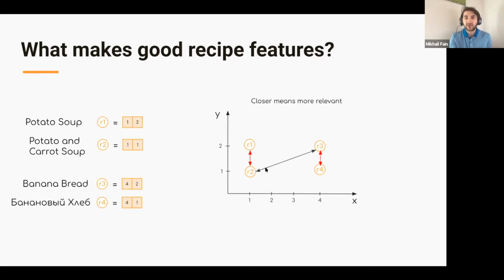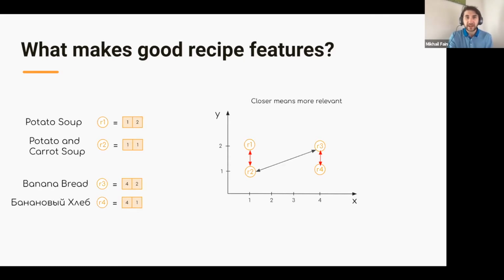For example, these R1 and R2 are both kind of potato soups, and they should be close to each other. These two other recipes are both banana bread. One of them is banana bread in English, another is banana bread in Russian, and you want them to be close. So the idea is that your encoder should somehow abstract out language and get the meaning of the recipe in the right place. So the location should matter.